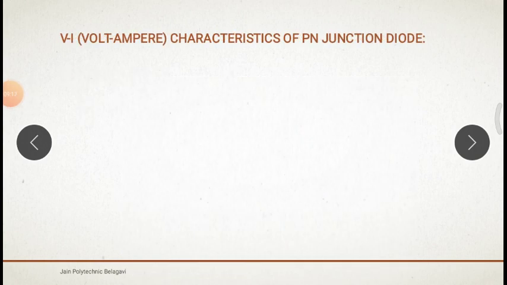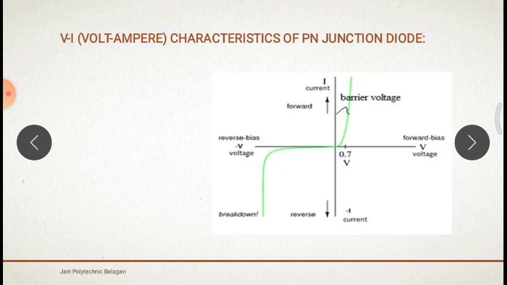Next, we'll see some characteristics of the PN junction diode and how it works. Here you can see the characteristics of the PN junction diode. What happens during the forward bias characteristics? In this image, you can see this is the forward bias and this is the reverse bias characteristics. At the start, the current does not increase. It is almost zero. After 0.7 volts, the current starts to increase rapidly.